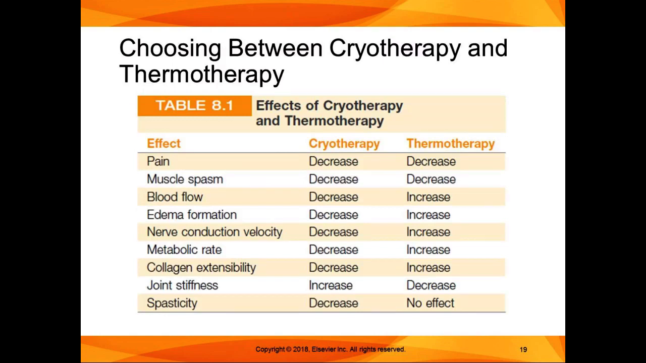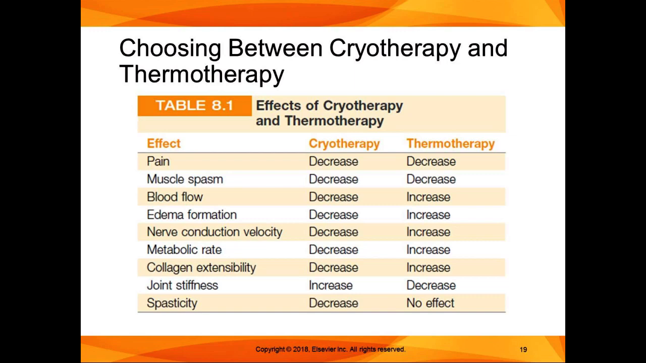So this is table 8.1 from the book, Choosing Between Cryotherapy and Thermotherapy, and it talks about the effects and whether cryotherapy or thermotherapy increases or decreases them. So with pain and muscle spasm, either one can decrease pain or decrease muscle spasm. So that's kind of nice. And with spasticity, cryotherapy can decrease spasticity, but thermotherapy has no effect. So you're never going to use thermotherapy for spasticity.